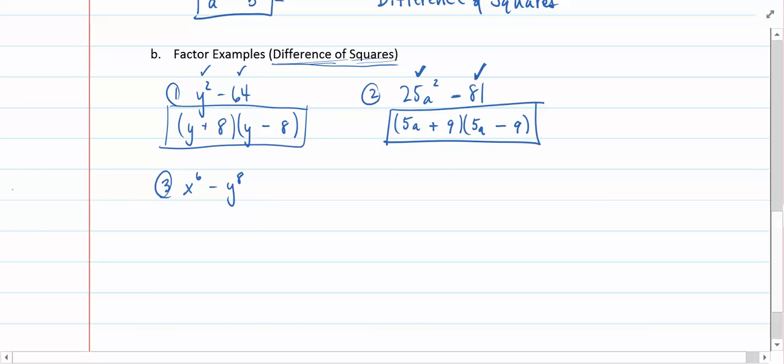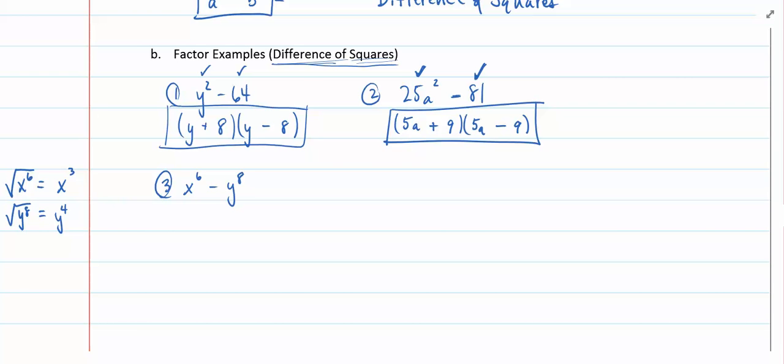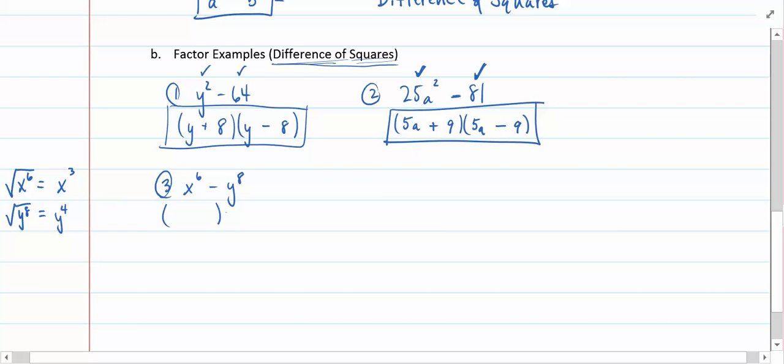Remember, a square root means that we must find something that multiplies by itself 2 times to equal x to the 6th power. In this case, that would be x cubed, because x cubed times x cubed would equal x to the 6th. Same thing with y to the 8th. The square root of y to the 8th would be y to the 4th power. So knowing that the first and the second term both have square roots, and they're being subtracted from one another in this setup, we have a difference of 2 squares.